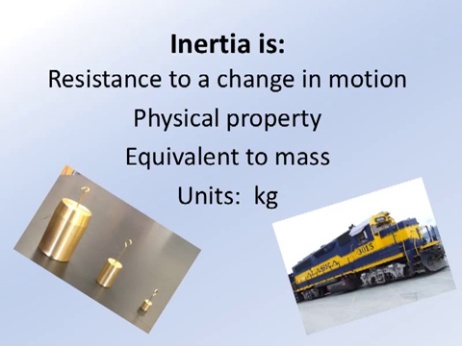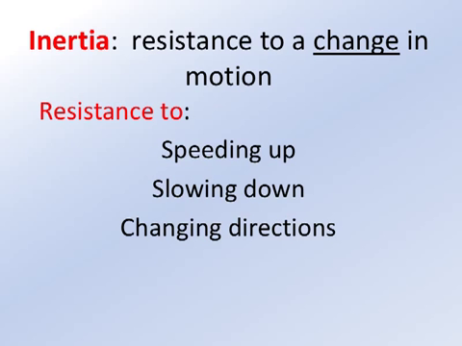Inertia is a physical property of matter. All matter has inertia, and this is equal to the mass of the object. So the greater the mass of an object, the greater the inertia of the object. And we measure this inertia in kilograms. Resistance to a change in motion.